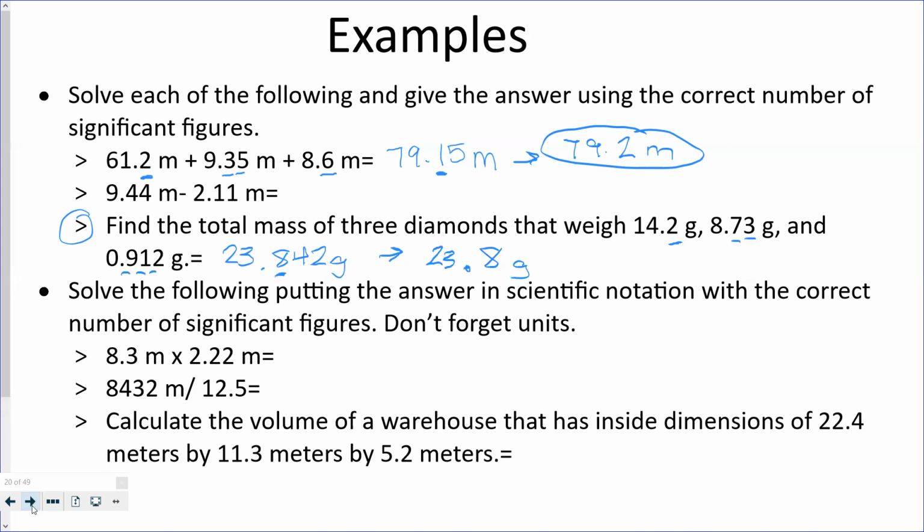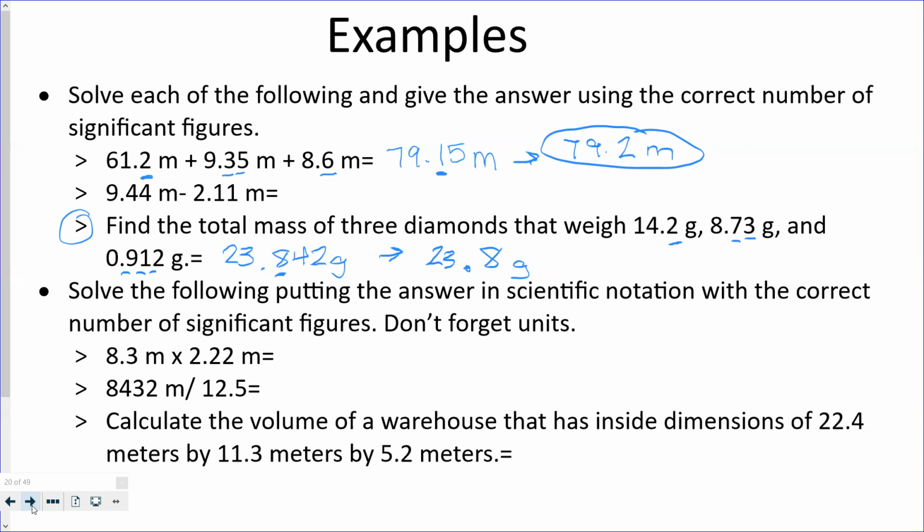So now let's look at multiplication and division. So solve the following, put the answer in scientific notation with the correct number of significant figures. Don't forget units. So this kind of puts together sig figs and scientific notation that we looked at yesterday. This tends to be what we come across more in chemistry because we tend to multiply and divide more than anything else. So the first one, we have 8.3 meters times 2.22 meters.